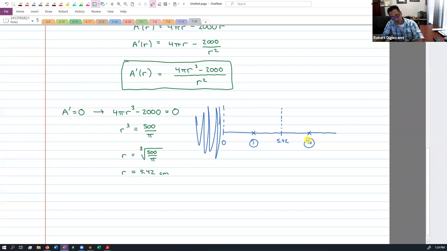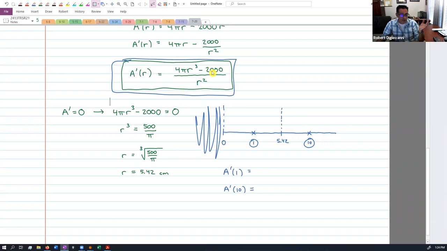So A prime of 1, A prime of 10. So where was my derivative? Okay, it's up here. Taking a look at this derivative, we can do this in our heads, I think. If you plug in 1, 1 cubed is 1, and then 4 pi times 1 is 4 pi, which is somewhere around 12, 13. Take away 2,000, you're going to have a negative on top. And then any number squared is positive, so this is a negative over a positive. That means we're negative. And because it's negative, that means the original function A is going down here. That's a good sign because we're looking for a minimum, aren't we? So we need it to go down and then back up.